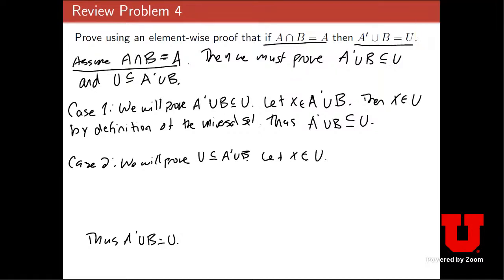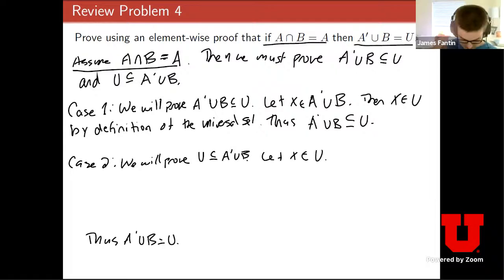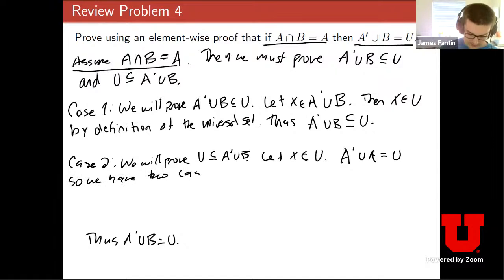Okay, sorry about that. I was thinking we set the universal set equal to A union A complement, and then use cases with that. Perfect. We know that A complement union A is equal to U, so we have two cases. Case 1 here is we're going to let X be an element of A complement.